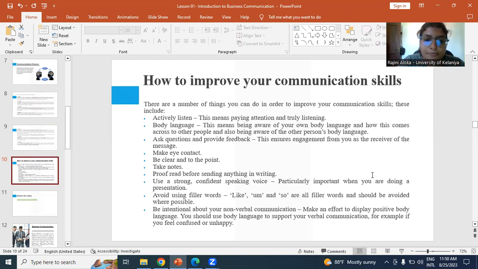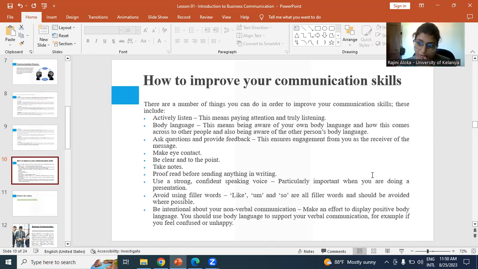Ask questions and provide feedback. This ensures engagement from you as the receiver of the message. If you are listening to someone who's presenting or telling some information, you need to ensure and show that you are engaged by asking questions, providing feedback, and asking questions to clarify.